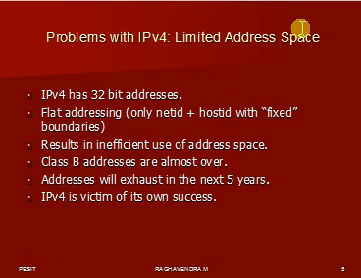So why we consider IP version 6? The problem with IP version 4 is the limited address space. I mean IP version 4 has a 32-bit address and flat addressing, I mean only net ID plus host ID with fixed boundaries, and this results in inefficient use of address space. The class B addresses are almost over, and addresses will exhaust in the next 5 years, and IP version 4 is a victim of its own success.